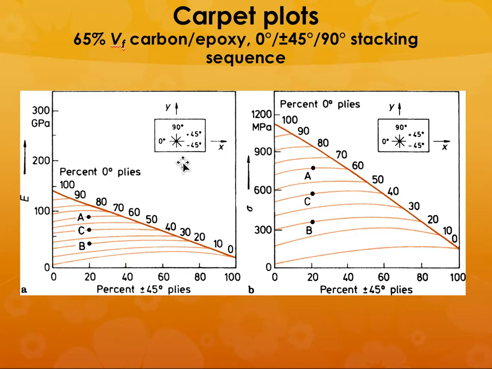So this gives you a rough idea of what those properties are going to be, and when you plot all of those properties in one single plot, it's actually a three-dimensional plot of all the properties, and this is called a carpet plot.